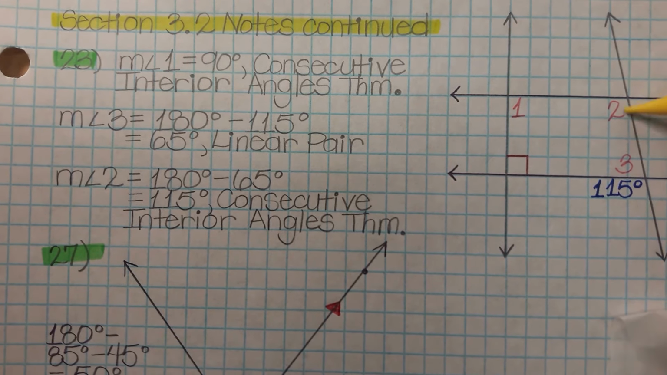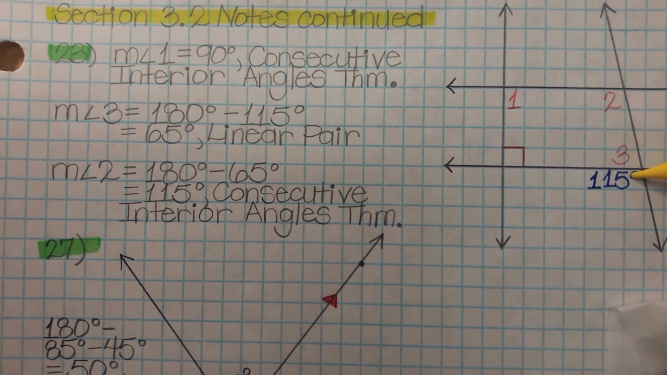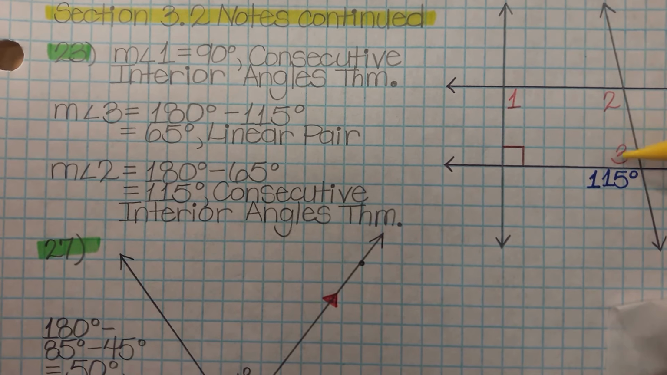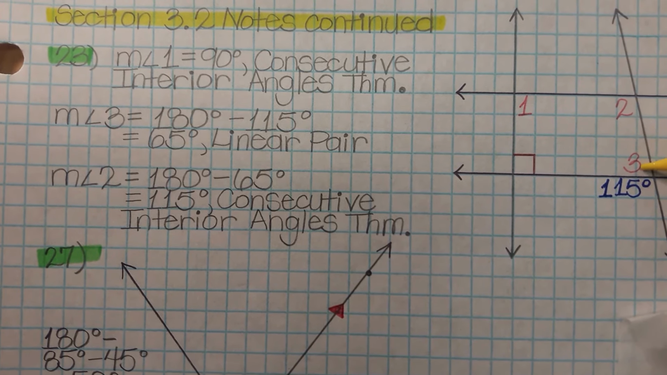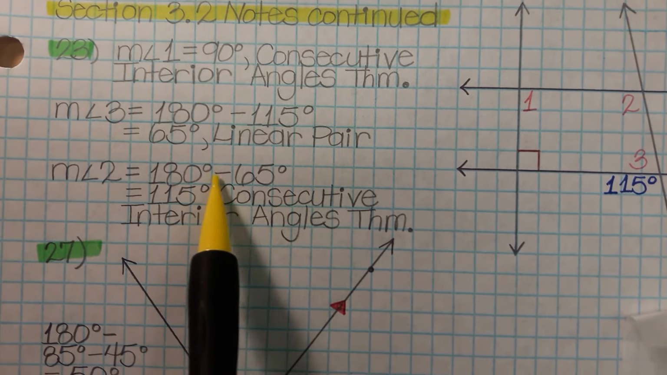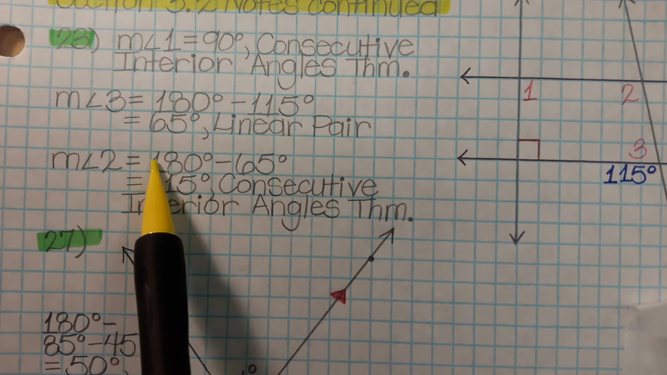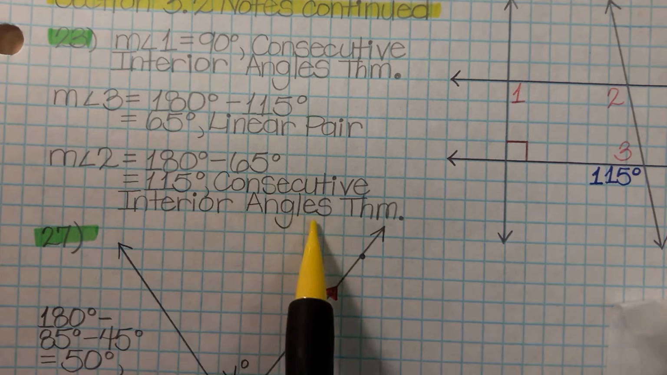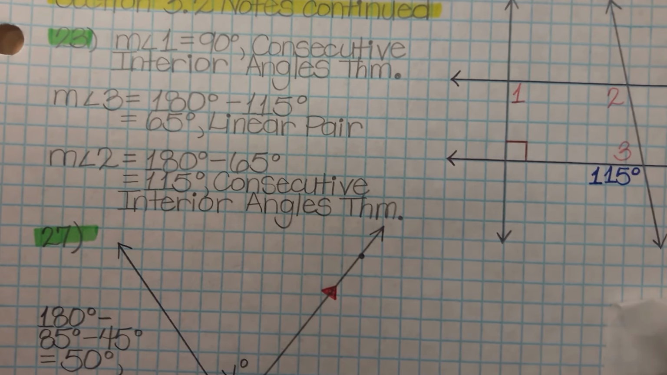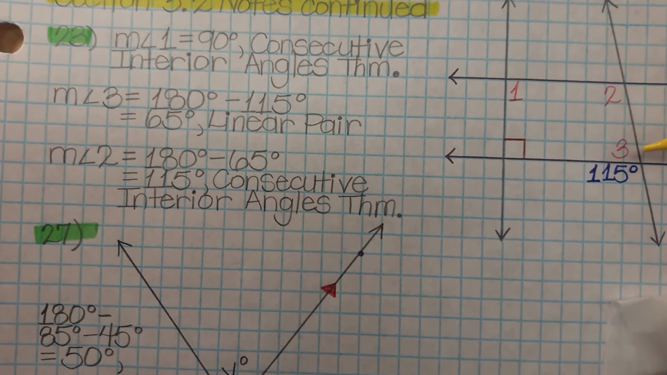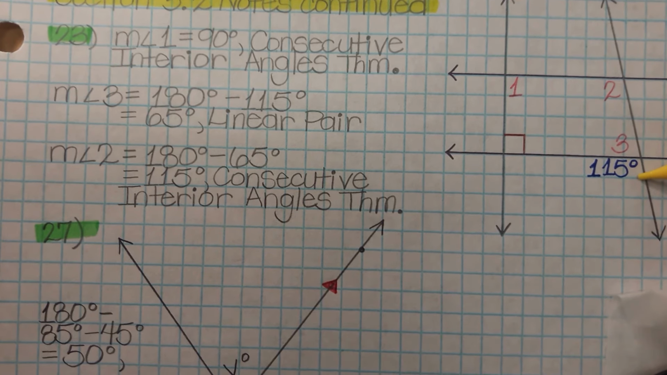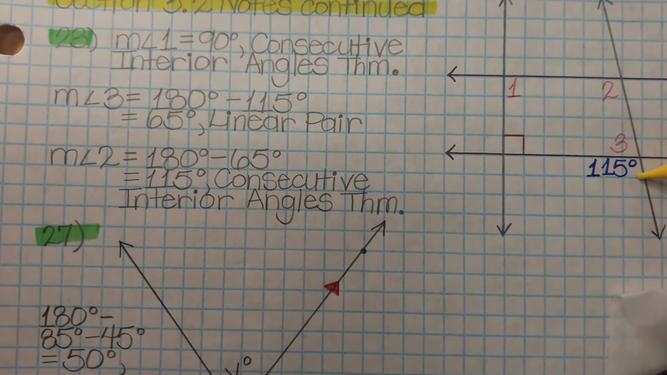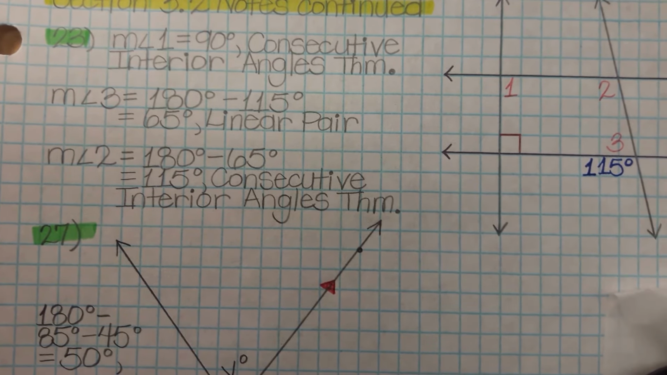Again, angle 2 and angle 3 are also consecutive interior angles, and we know consecutive interior angles are supplementary. So if I say 180 minus 65 from my previous answer, I get 115, by the consecutive interior angle theorem. Also, I can say angle 2 and 115 degrees are corresponding, and we know corresponding angles are congruent.